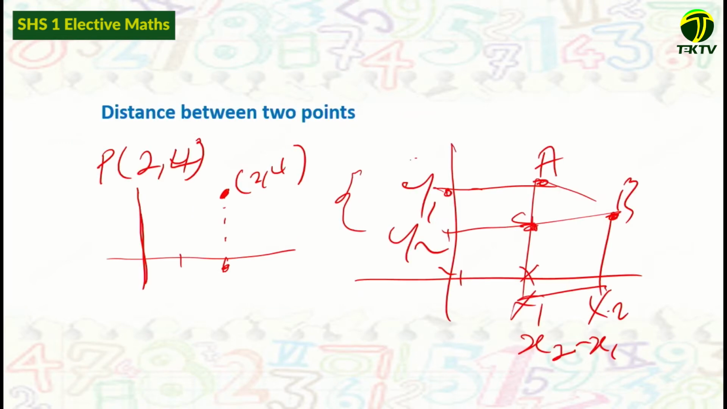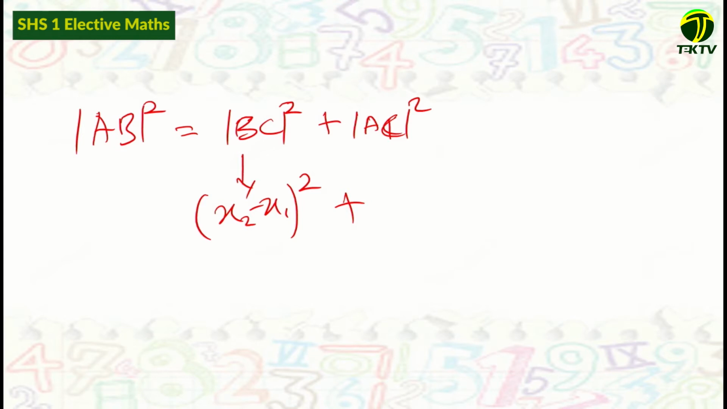Back to the diagram. Between A and C, the distance is y2 minus y1. You subtract the y1 from the y2. In that case, in place of AC in the formula, I can put y2 minus y1 there. And then because the AC is squared, I have to square y2 minus y1 as well.